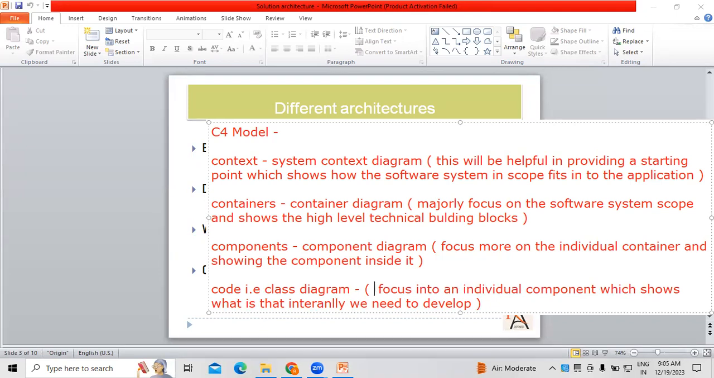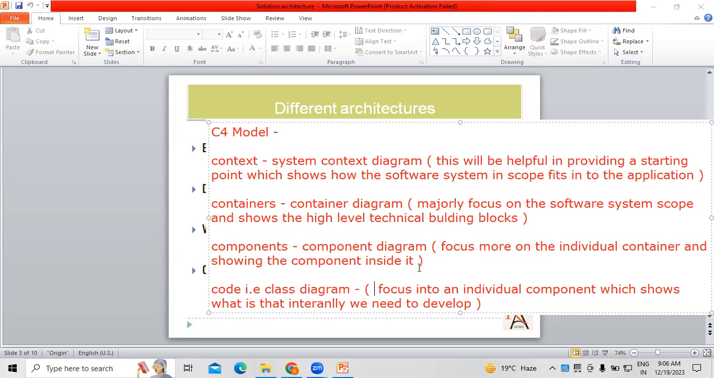So being a solution architect, whenever we are going to develop a high-level as well as detailed understanding of the solution in the real world, the C4 model is one which we normally use, which focuses more on the system context, where it gives you a high-level understanding of how we are going to develop the solution and how this software system can be fitted into the existing application. Because if it deviates, whatever scope we have identified will be deviated, right? This is where we call it scope creep.